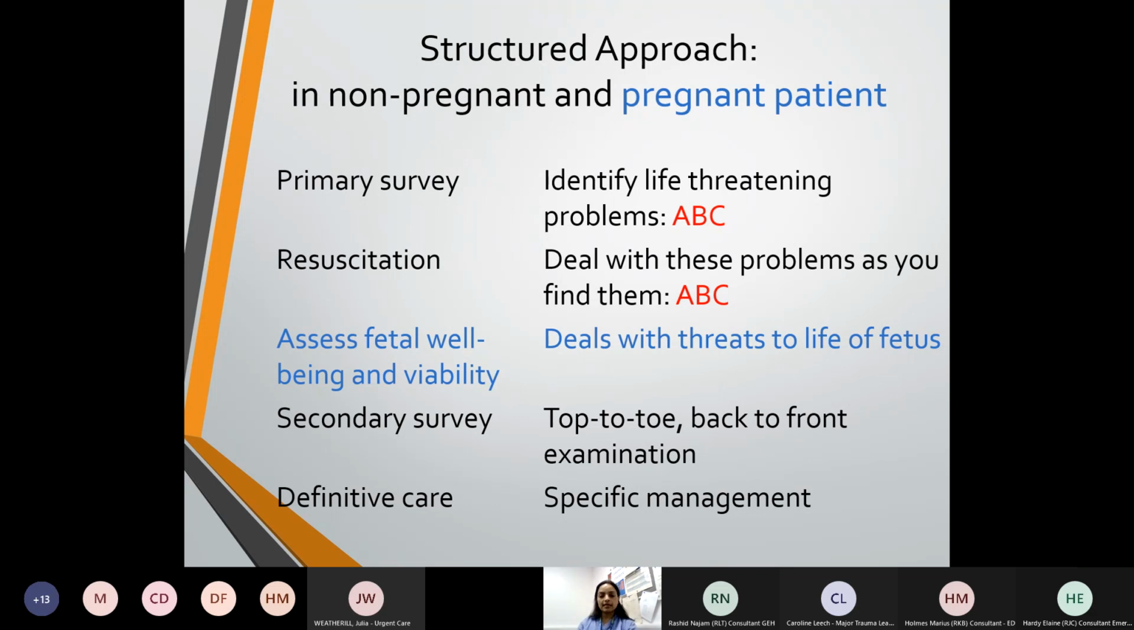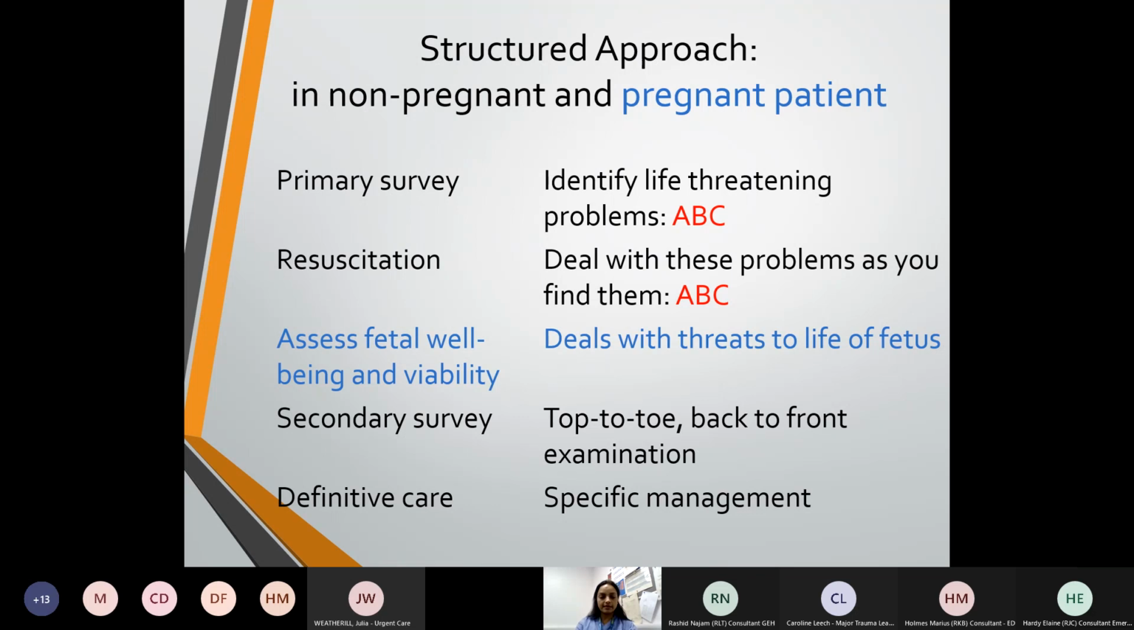So you will probably want to get your obstetric colleagues in to deal with the threat to the life of the fetus. And it's not only about the fetus. Sometimes evacuating that uterus can improve the outcome for the mother. I'll come to that a little bit later. But again, that is the one thing I've highlighted in a different color, because it is in addition to everything else that you would do in a trauma patient.